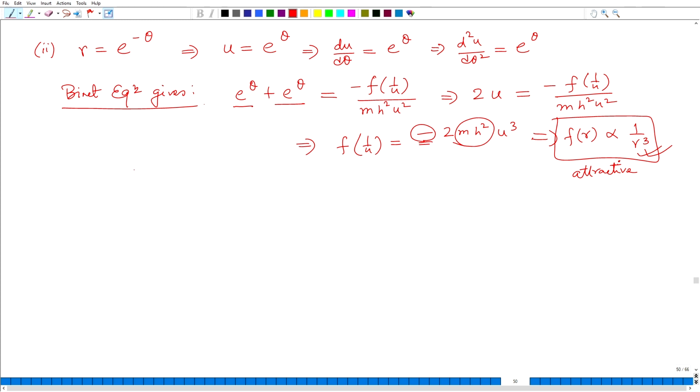Now, I am going to another case. This is the last case to discuss in this lecture. So, that is r is equal to k theta to the power minus 1. That means r theta is actually equal to k. So, in an r theta plane, this will be given by a rectangular hyperbola. So, if you have such a trajectory, then we have to find the force law.